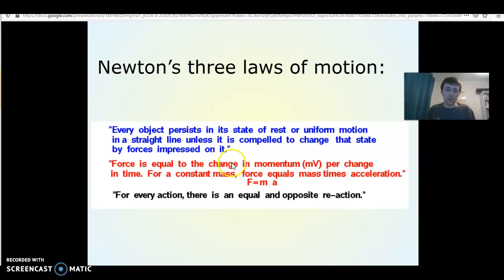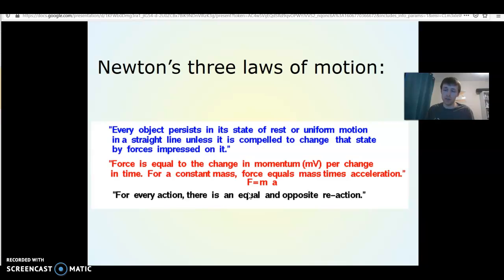Force is equal to the change in momentum per change in time. So for a constant mass, it's mass times acceleration. This second law, all you need to get from it is this formula, F equals ma, something we take for granted oftentimes, but it's really crucial to understanding any kind of force, right? It's just a mass times its acceleration. Very powerful stuff.